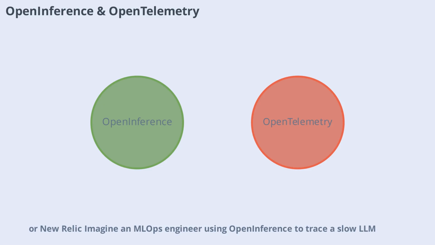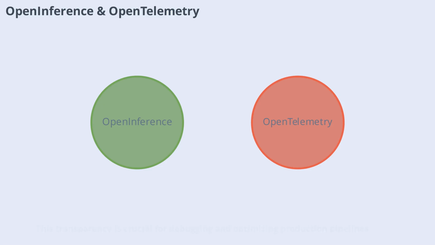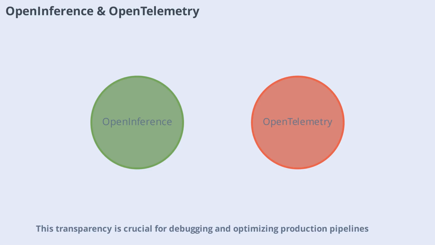Imagine an MLOps engineer using OpenInference to trace a slow LLM response, pinpointing exactly which tool call or model invocation caused the delay. This transparency is crucial for debugging and optimizing production pipelines.